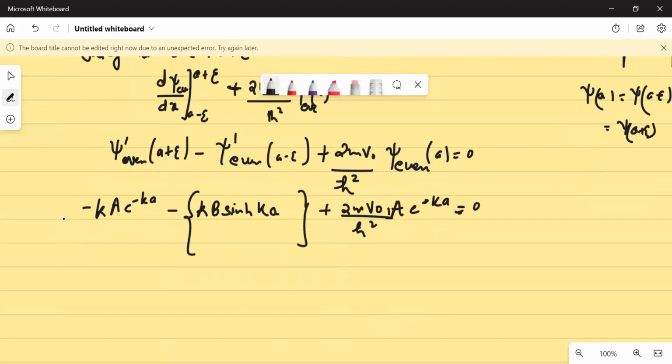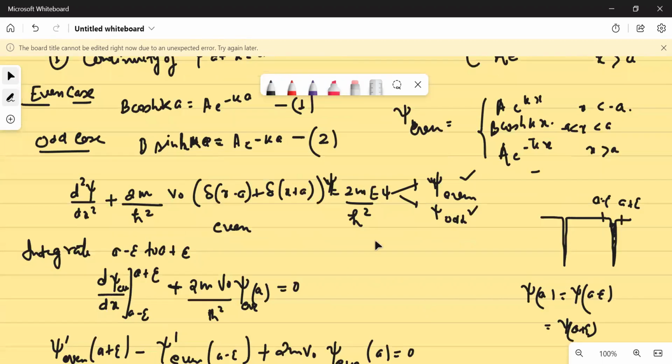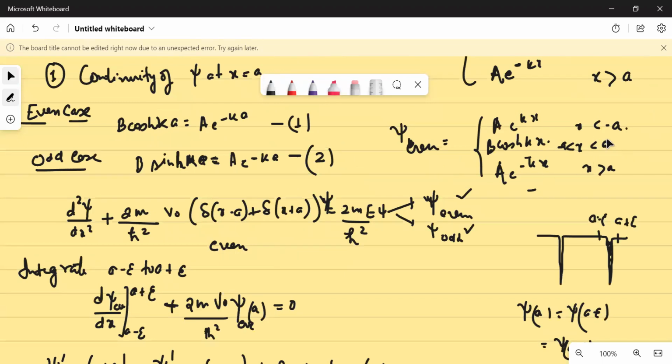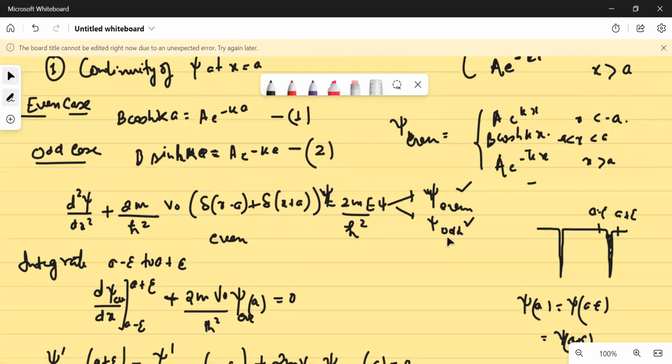Sir, how did you write the last term psi even as A e to the power minus k a? Look, listen, psi even at A can be written as psi even at A minus epsilon. So I can write it this way.